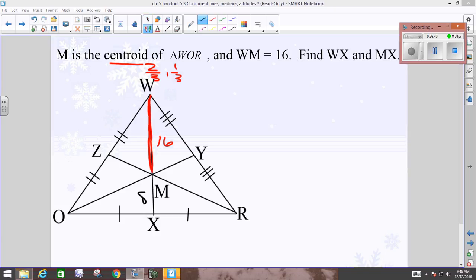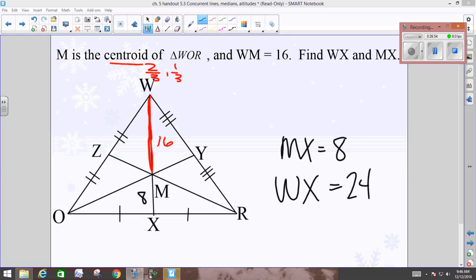So that would mean that MX is 8. 1/3 of it is 8. And my whole line, WX, would have to be how long then? 24. You can go off looks there. Medians intersect at a centroid.